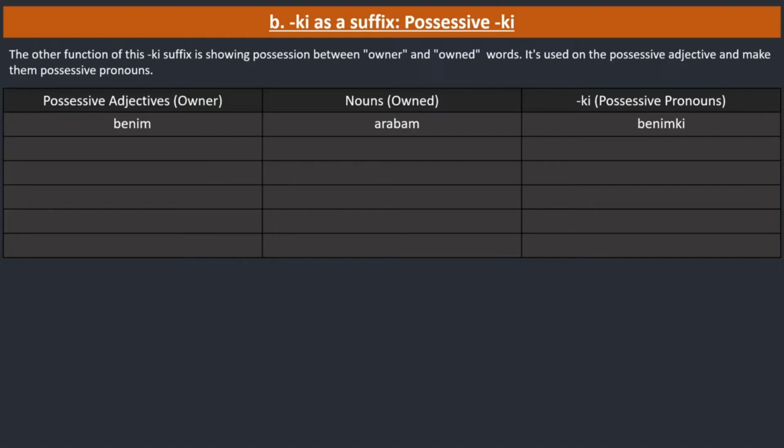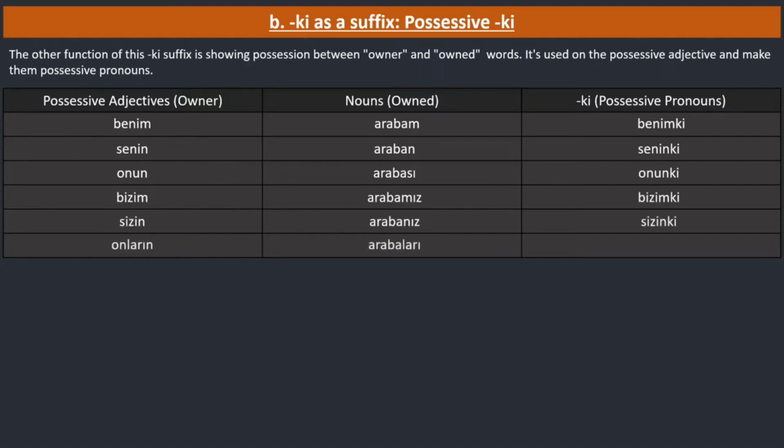Benim arabam yani benimki. Senin araban seninki. Onun arabası onunki. Bizim arabamız bizimki. Sizin arabanız sizinki. Onların arabaları onlarınki. So this last column of the table is basically mine, yours, his or hers, ours, yours again but in a formal context, and theirs.